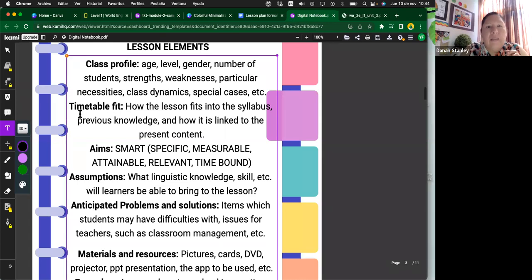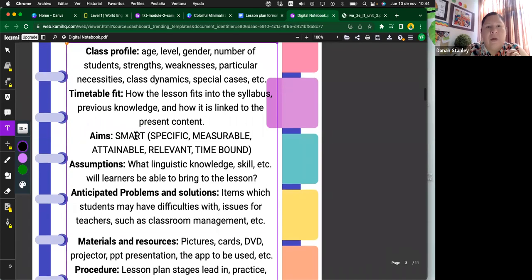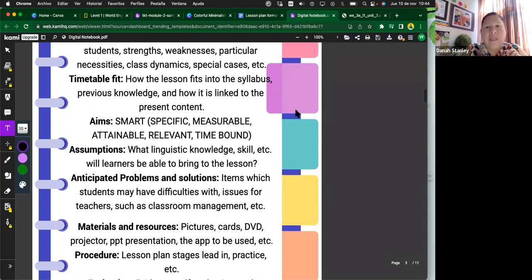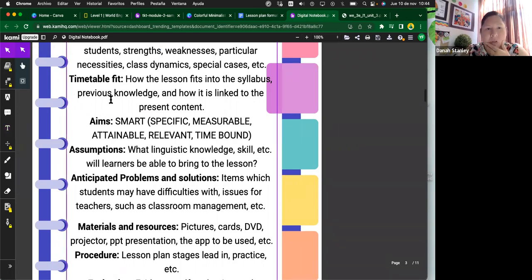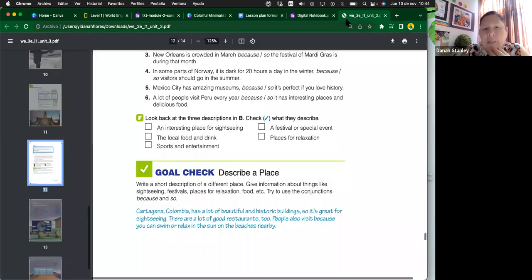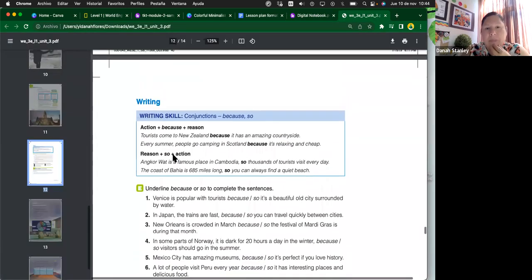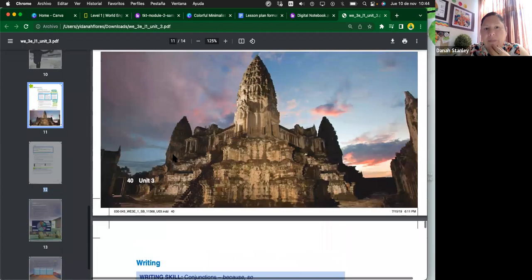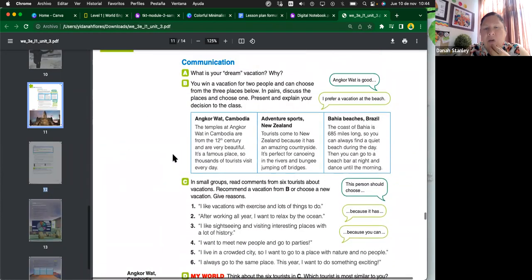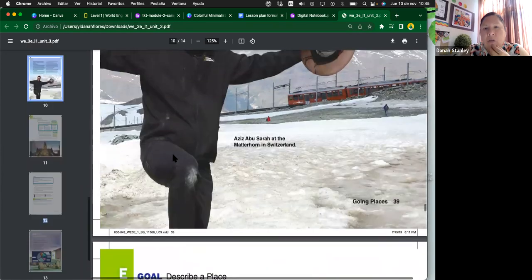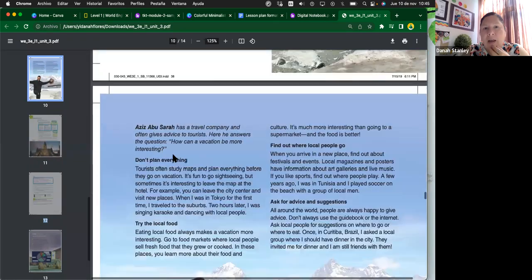Ahora, timetable fit. What is a timetable fit? Is how the lesson fits into the syllabus, previous knowledge, and how it is linked to the present content. Pues very easy. This is the writing. Let's go backwards to see what they analyzed.